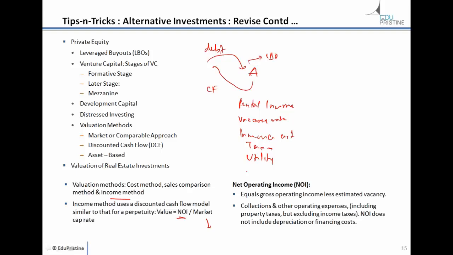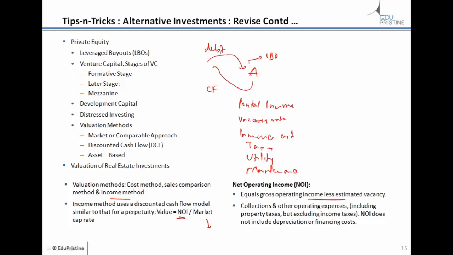Now to compute the net operating income, it is the rental income times 1 minus the vacancy rate, which means the actual rental income realized, minus the insurance, minus taxes, minus utilities, minus maintenance cost, and if there are other expenses, I have to subtract those too to arrive at the net operating income. Once I have the net operating income, the next step is to divide it by the market capitalization rate to compute the value of the property. Effectively, net operating income is gross operating income less the estimated expenses.